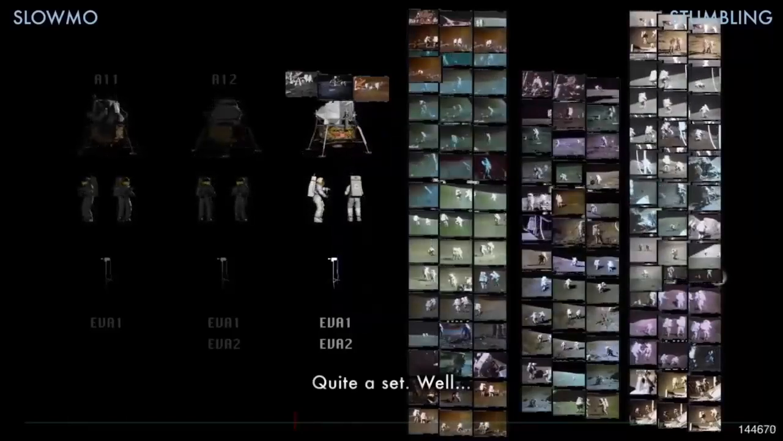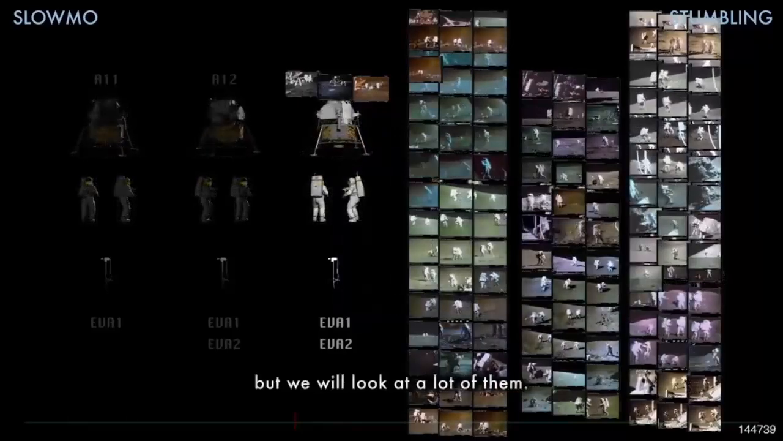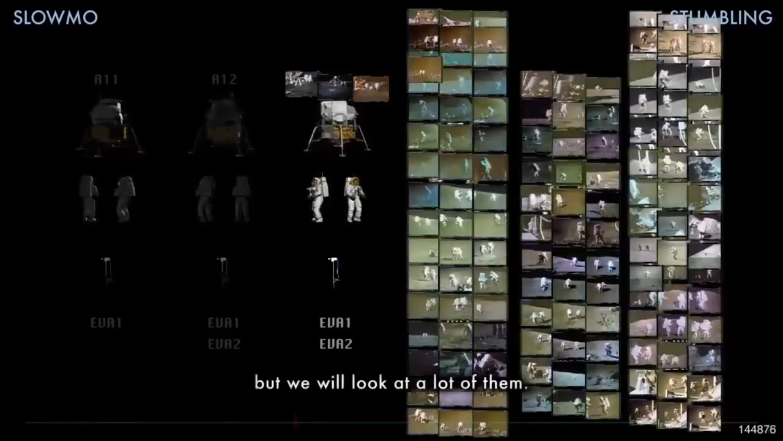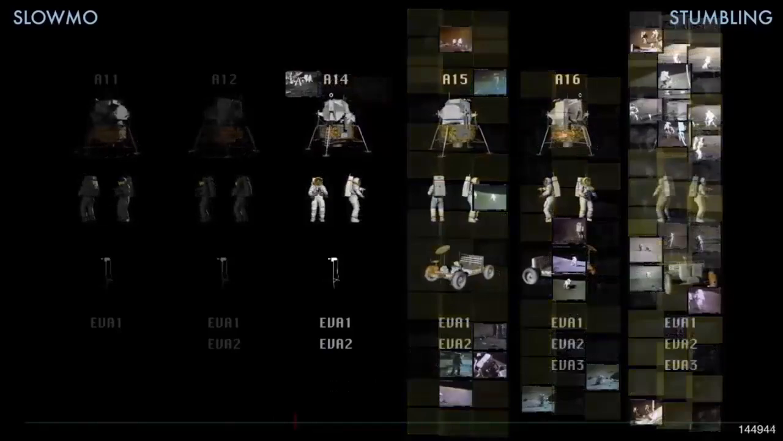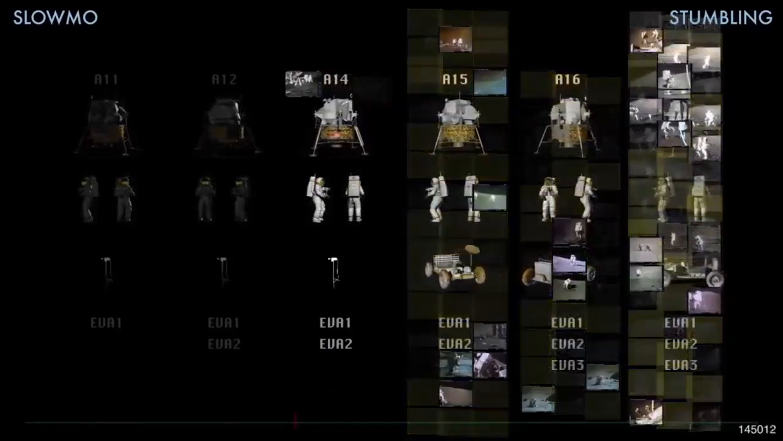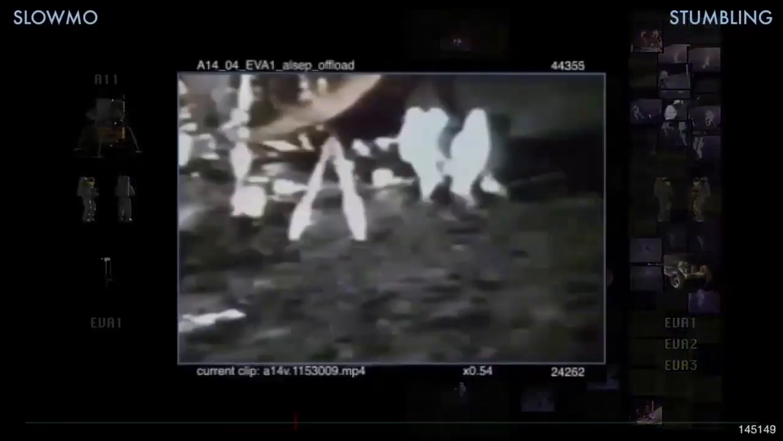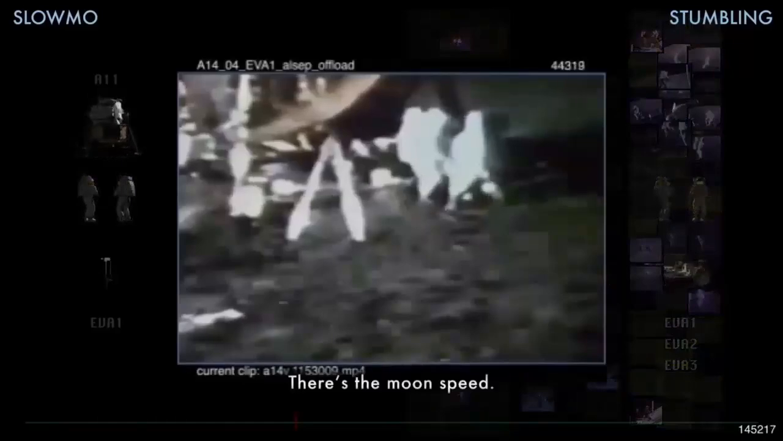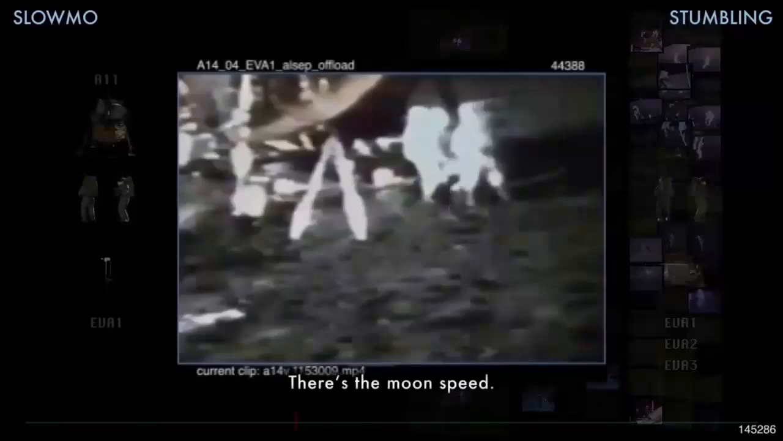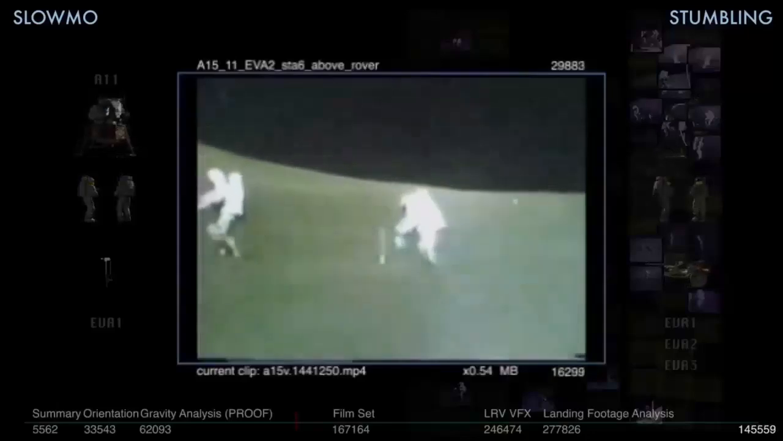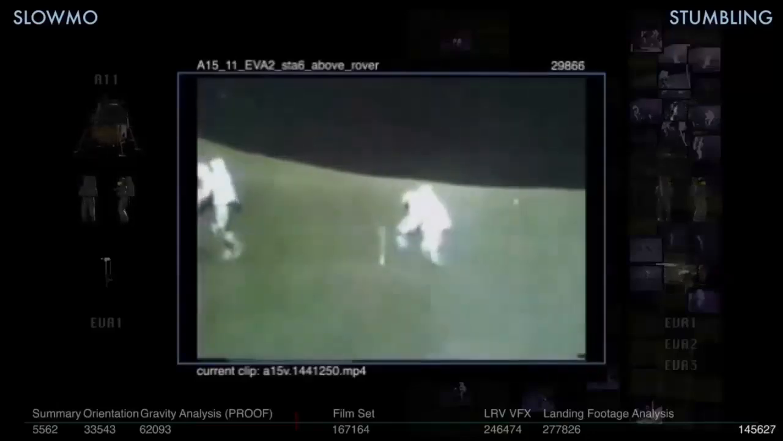It's quite a set. We won't look at all of them, but we will look at a lot of them. Just remember that the yellow frames are the ones that are dropouts. There's the moon speed. You can clearly see that the astronaut on the left is dangling from a wire.